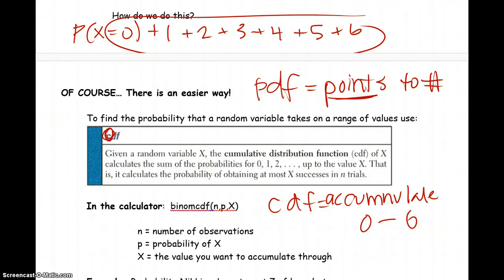PDF points to a number, so if you want to know the probability of making exactly 6 free throws, you put PDF, 6, however many you're shooting, probability of making it. If you want to know up through 6, you do CDF and it will accumulate. It'll add up 0, 1, 2, 3, 4, 5, 6.